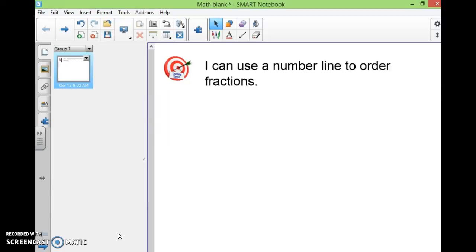Now this isn't like you're going to go to a store and order fractions, or like you're going to go to McDonald's and order something. You know, now I've made myself really hungry, so maybe I shouldn't have talked about that.